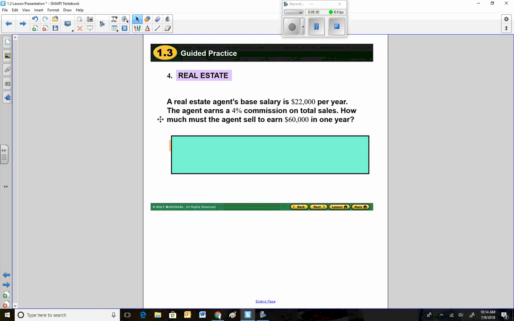All right, we have a word problem here. A real estate agent's base salary is $22,000 per year. He gets a 4% commission on the total sales. How much must the agent sell to earn $60,000 in a year? First of all, try to write the question out, and then give it a try. This is your word problem to try out on your own. See if you can solve it. Pause your video.